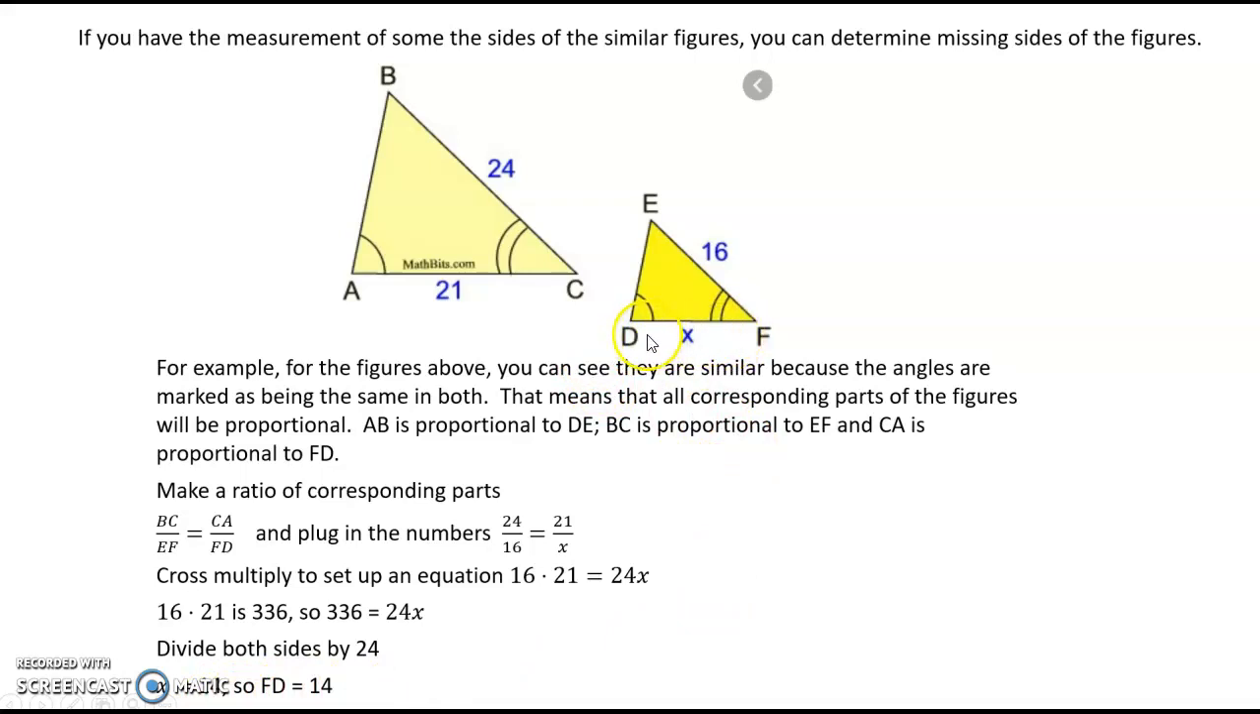And again, we figured this out just by matching up the corresponding parts in a ratio, matching up these two corresponding line segments, even though one of them is a variable, and then we can cross multiply to determine the missing side.